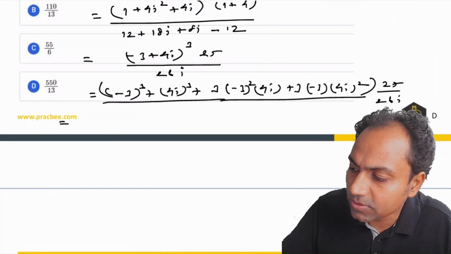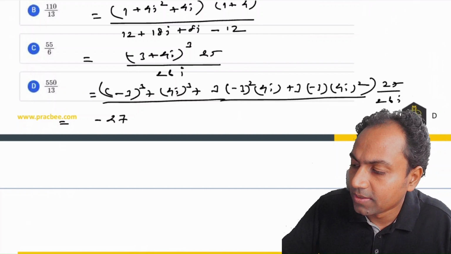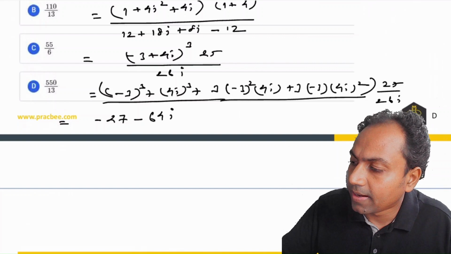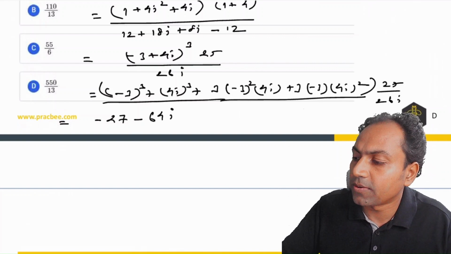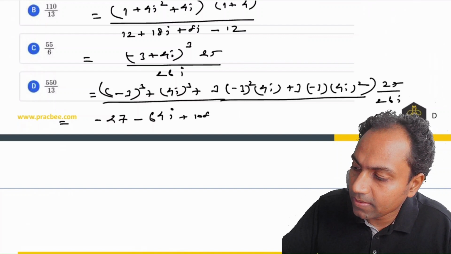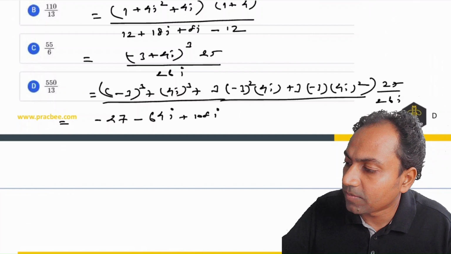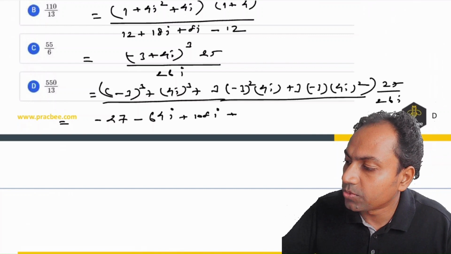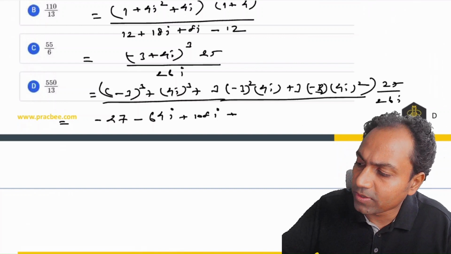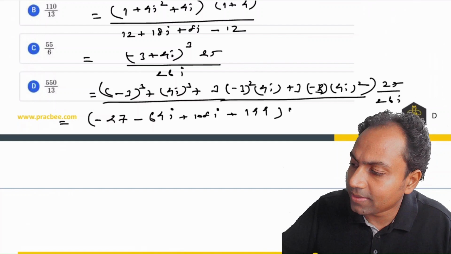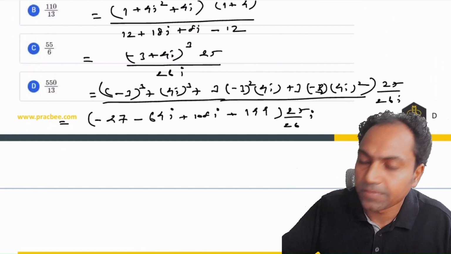The first part becomes nothing but minus 27. The next becomes nothing but 4 into 4, 16, 64i. And then next is nothing but 9 into 3, so it is nothing but 12 into 9, that is 108i. And the next part becomes nothing but plus 3 into 3 into 4 square, that is nothing but 144. And along with that, we have again that 25 by 26i.